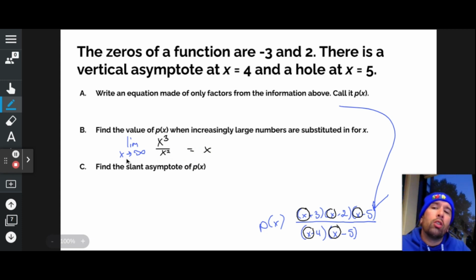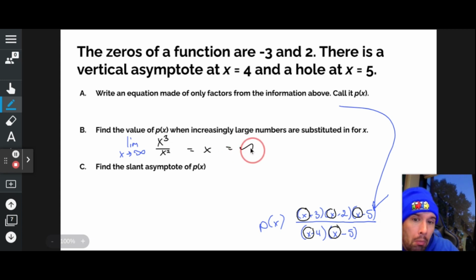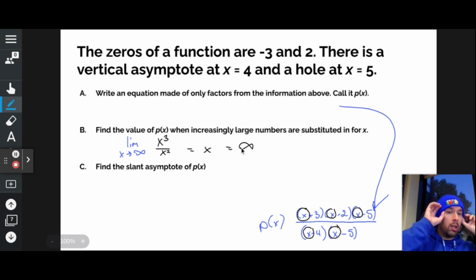And if I were to find out where x is heading when x is infinity, then x is just going to be infinity. So when I plug in increasingly large numbers in for x, I'm going to be approaching an increasingly large number, which is going to be infinity. Now, I know I have a slant asymptote because this is a cubic and this is a quadratic.